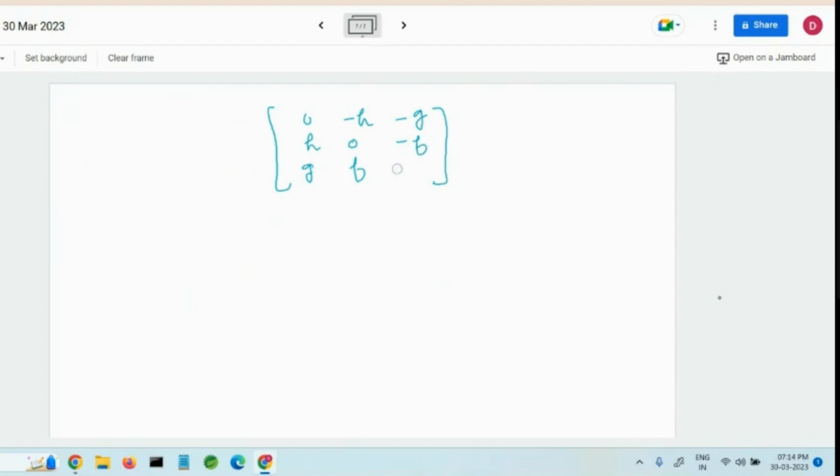So, in the skew symmetric matrix, the diagonal elements are 0 and the non-diagonal elements have their negative. Or we can say if we do the transpose, meaning when we interchange rows into columns and columns into rows, it is equal to minus of A. A transpose is equal to minus of A.